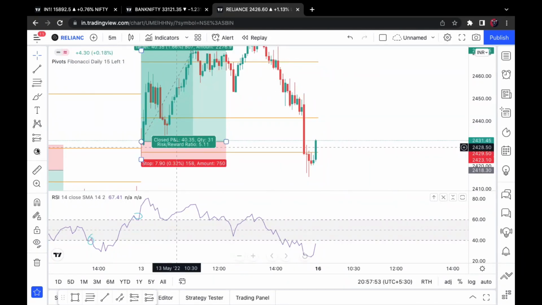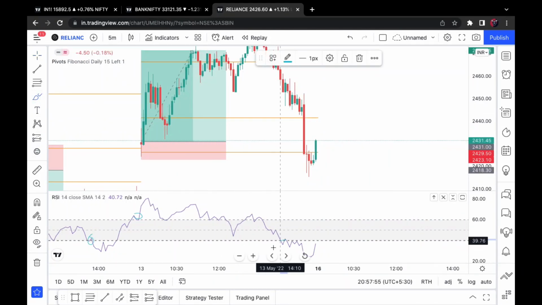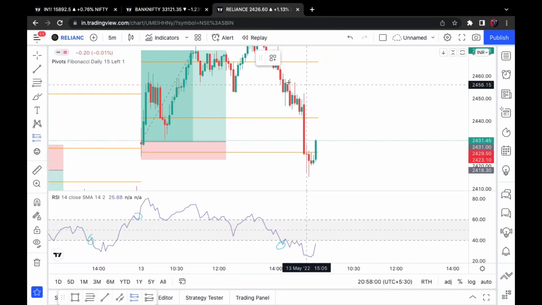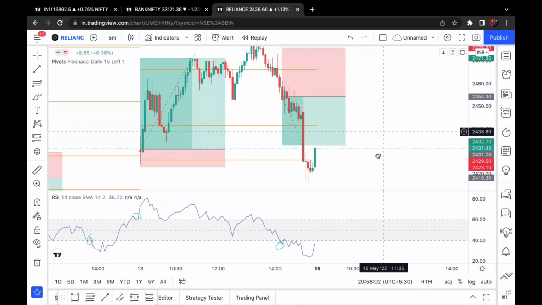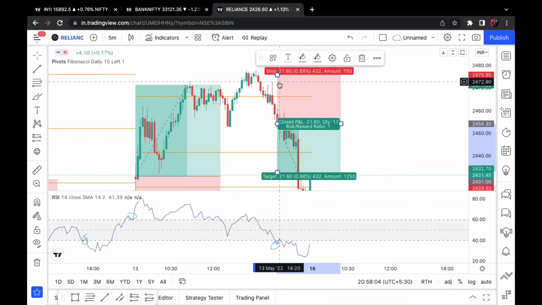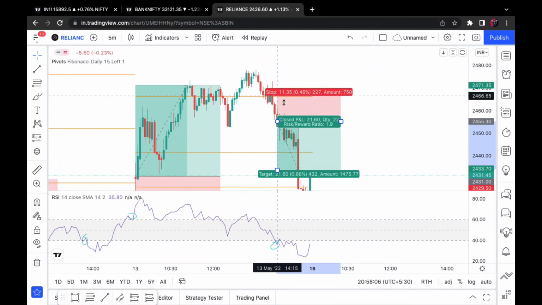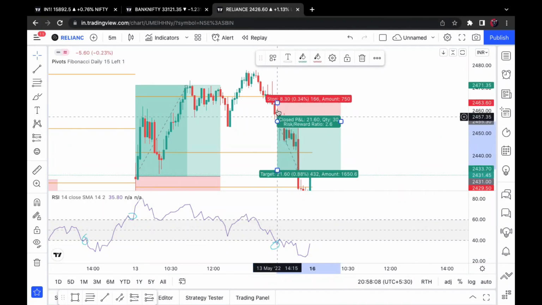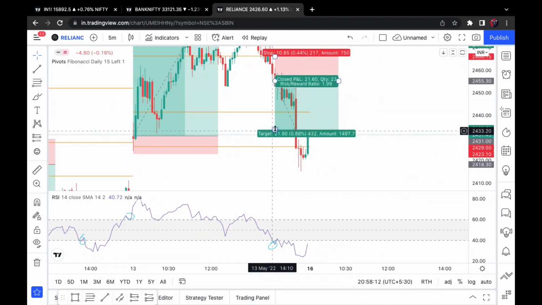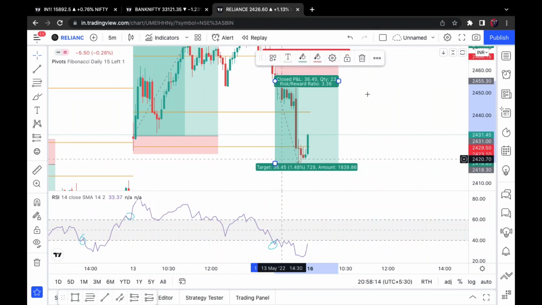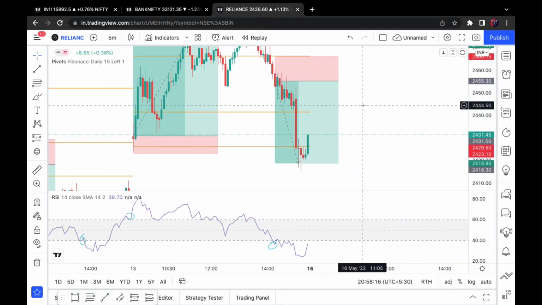Then we can see a decline. See the RSI below 40 degree. So I can take a bearish trade here, put the stop loss above this candle or above the pivots. So I am choosing above the pivots here. You can choose above the candle also. So as you can see, a beautiful trade again. So this strategy works in every stock and every index.